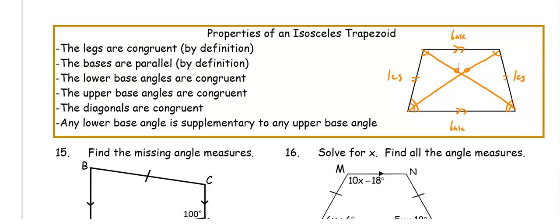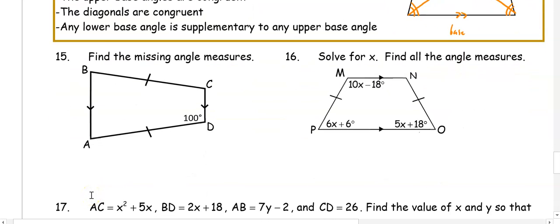So let's use those properties to answer a few questions. In number 15, we want to find the missing angles. Well, we see that these legs are congruent, so these angles are both going to be 100. Then we know that BC and AD are supplementary to each other. So we can subtract from 180 to get that both of those angles are 80 degrees, which they should be the same.